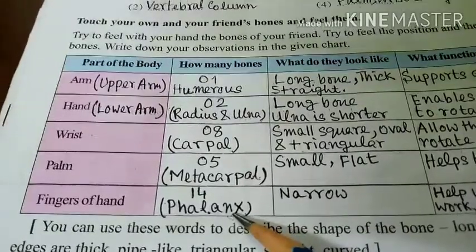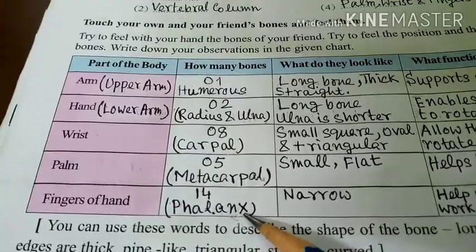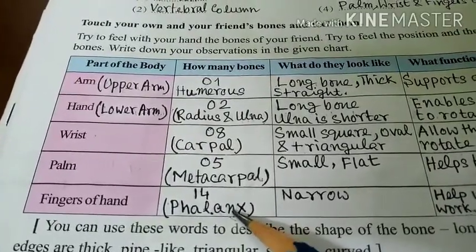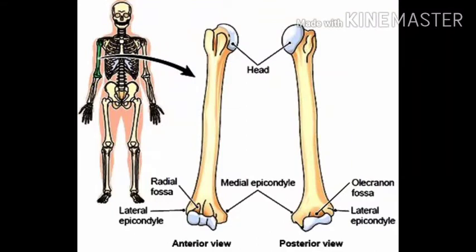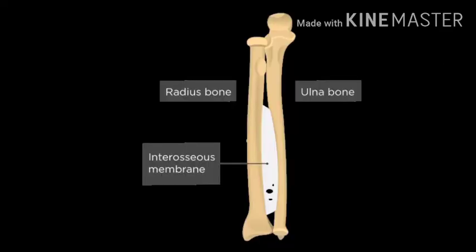then skull, upper limb, etc. This is humerus bone of upper limb. Head of the humerus bone is connected with the scapula bone of pectoral girdle through glenoid cavity. This is radius and ulna bone of upper arm. Radius is straight bone and ulna is curved, and it is shorter than radius.